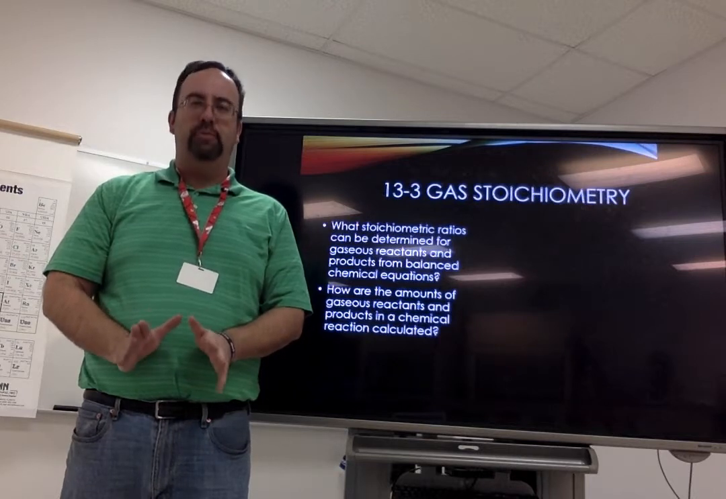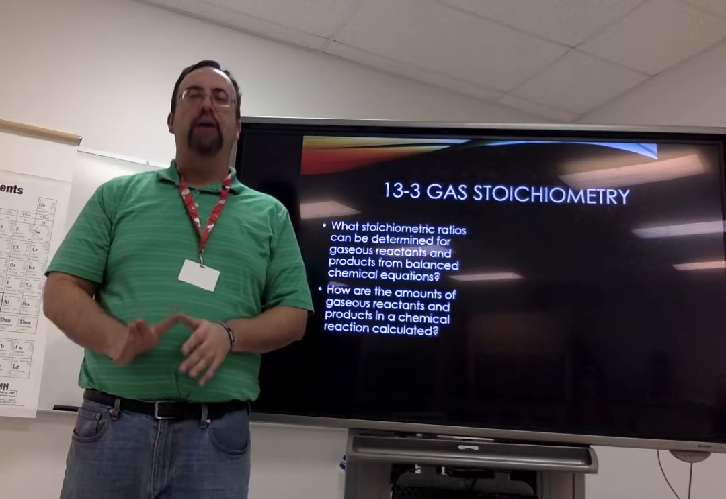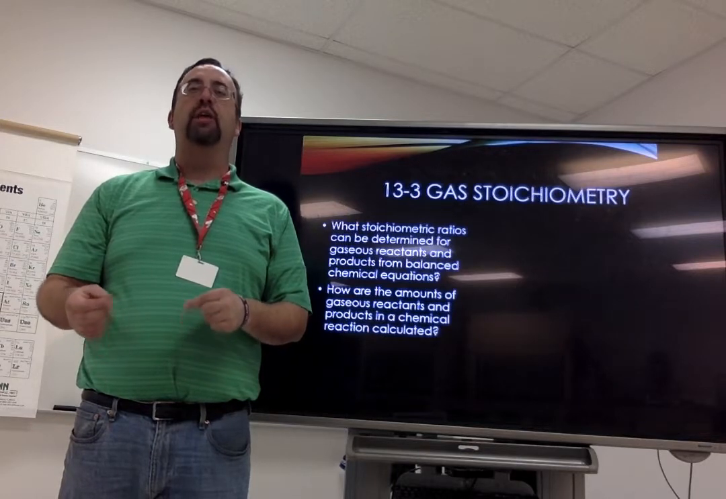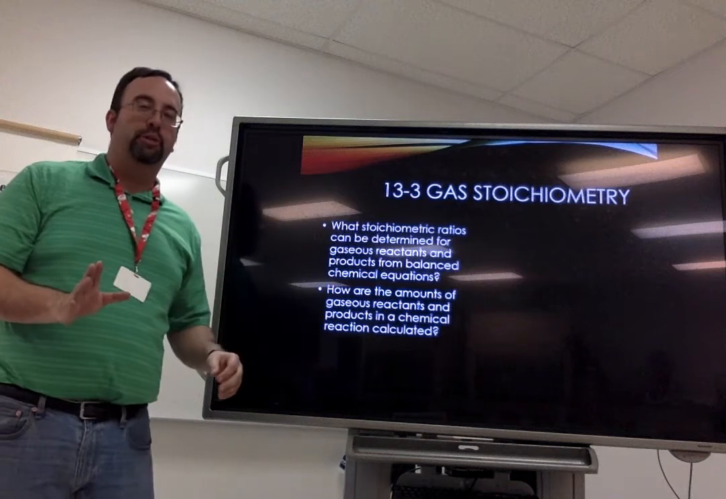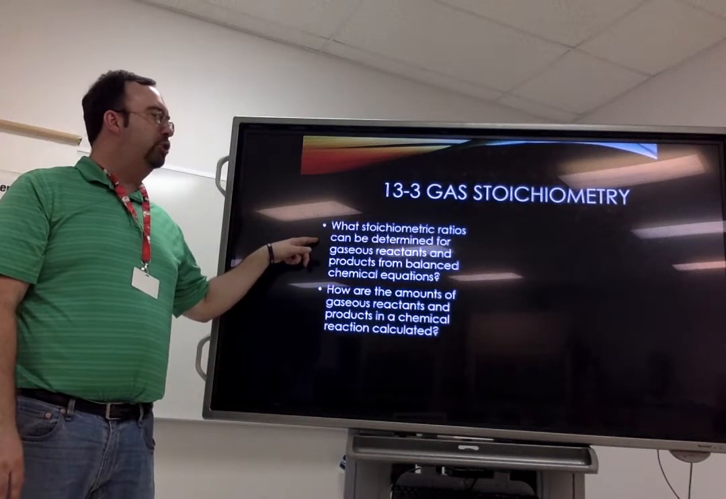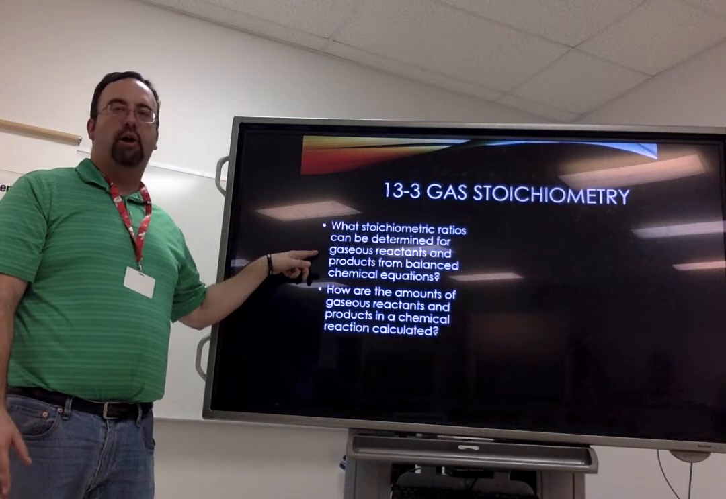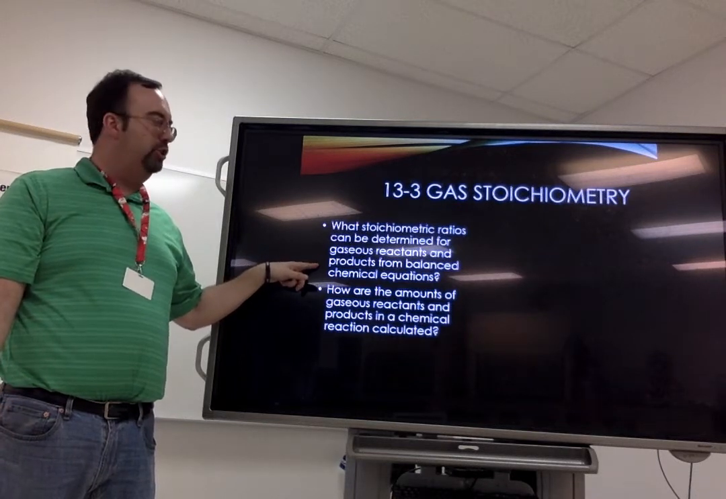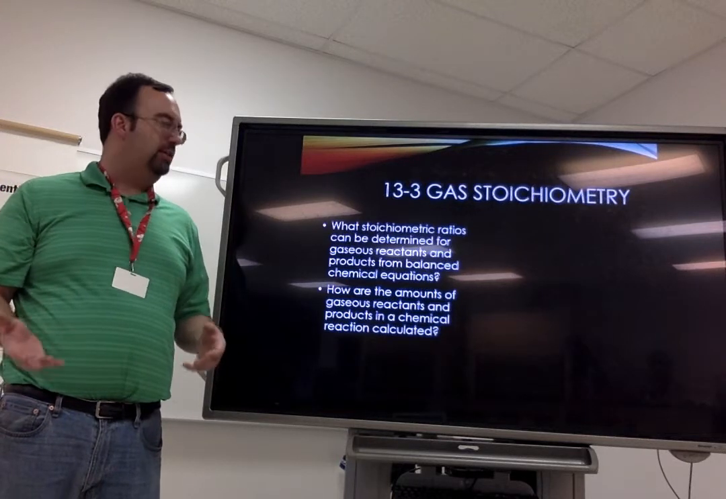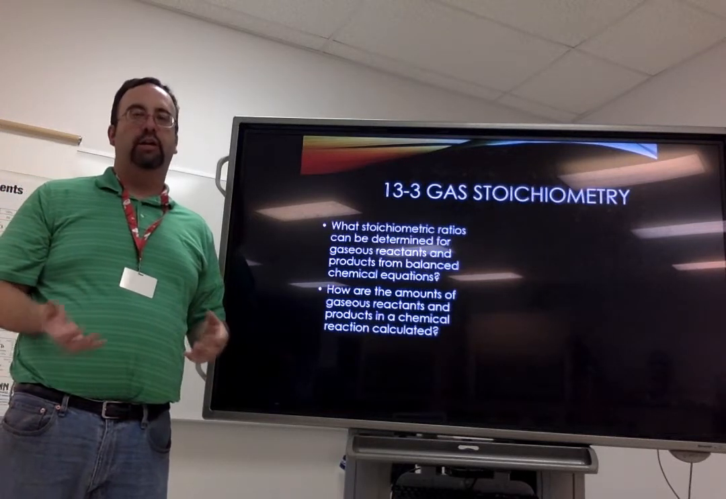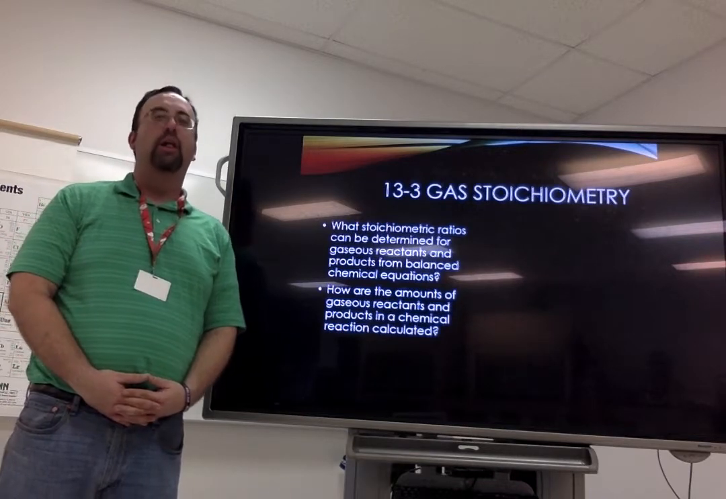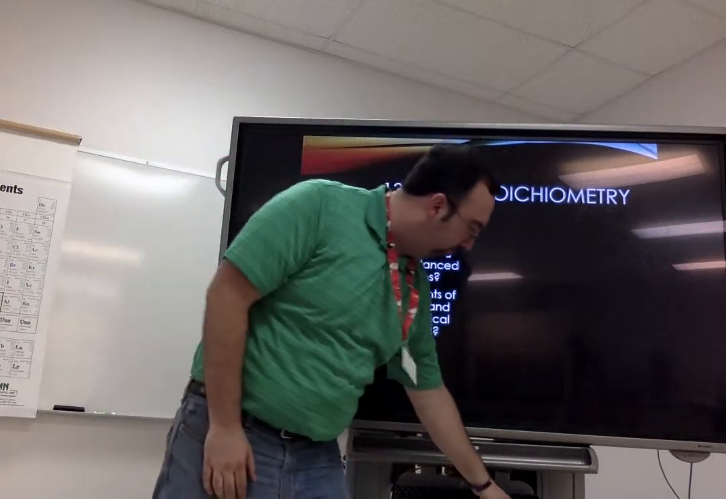is not too bad, but I do want to talk a little bit about how we can use stoichiometry when it relates to things that are in the gaseous form. And so a couple things we'll be talking about today: what stoichiometric ratios can be determined for gaseous reactants and products from balanced chemical equations, and also how are the amounts of gaseous reactants and products in a chemical reaction calculated. And so as you can imagine, we are going to be having a little bit of math. And so let us go ahead and get started.